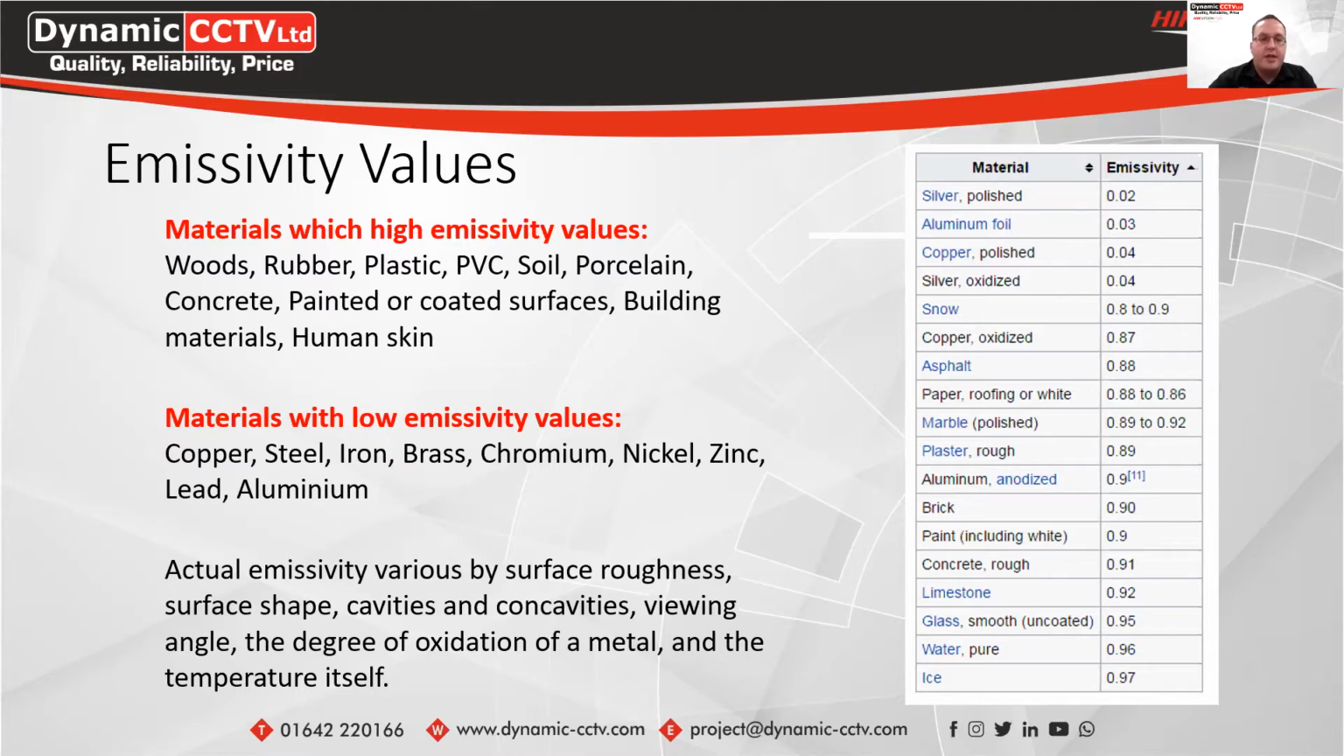The top ones are generally the higher emissivity, and the low emissivity values are the likes of copper, steel, and different kinds of metals. The actual emissivity can vary depending on the roughness of the surface and the actual shape, if there are any holes or cavities in the object, the viewing angle of the camera with the object, the oxidization of the metal, and also the temperature itself. So there is quite a lot of different things to take into account.